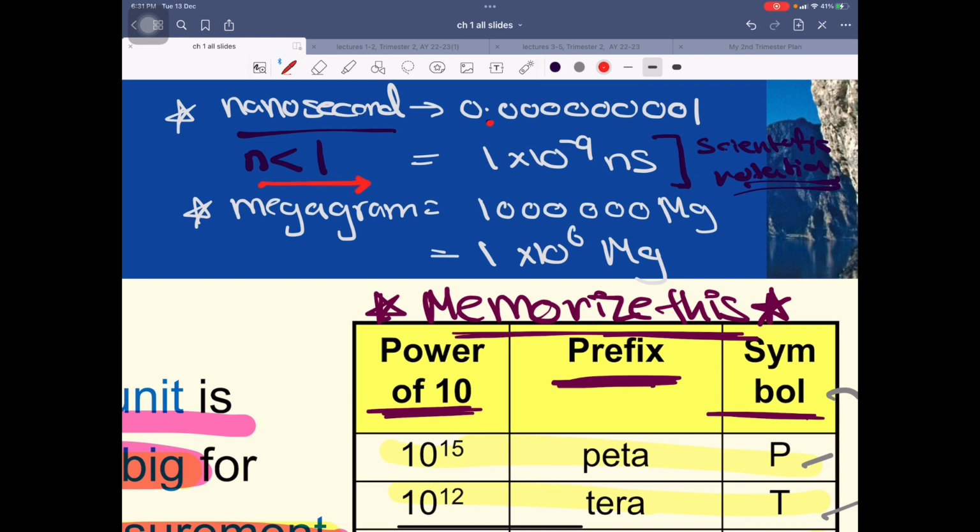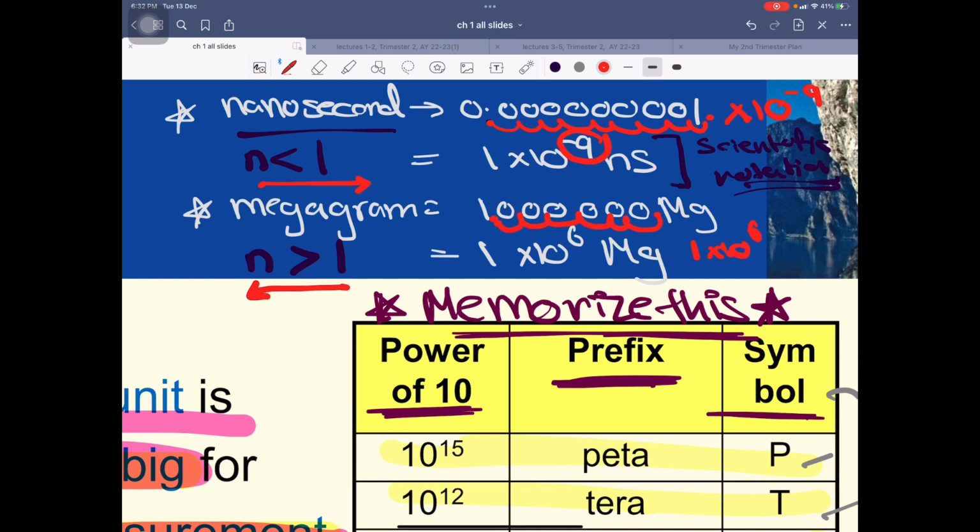So here 1, 2, 3, 4, 5, 6, 7, 8, 9, times 10 to the power of what? Because it's less than 1, the power here will be negative 9. Good? Now, if I have the number greater than 1, where will the decimal point move? The decimal point will move to the left. So 1, 2, 3, 4, 5, 6. Here, 1 times 10 to the power of 6.